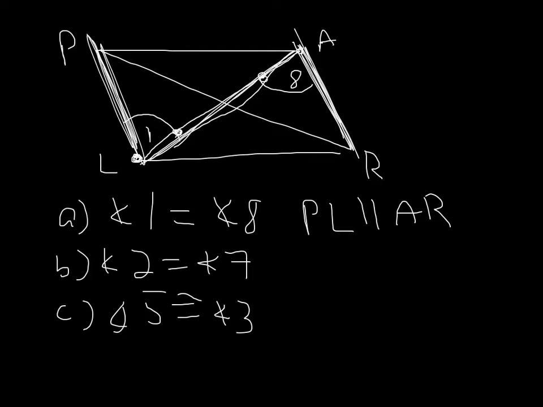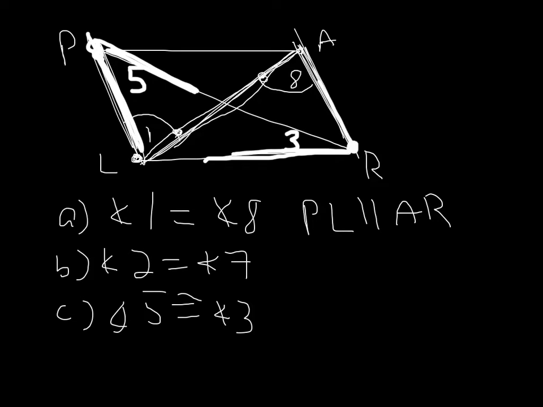So if we have angle 5, which is here, and angle 3, which is down here, we're going to do the same approach. I'm going to find the vertex for angle 5, which is here, and trace angle 5. I now find the vertex for angle 3, which is here, and I trace angle 3.